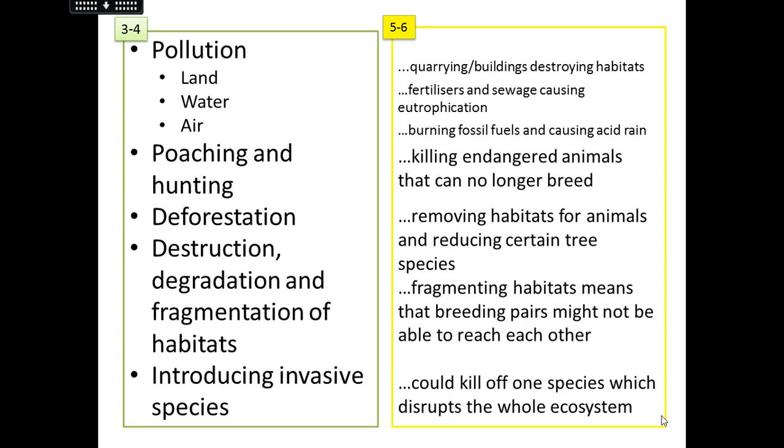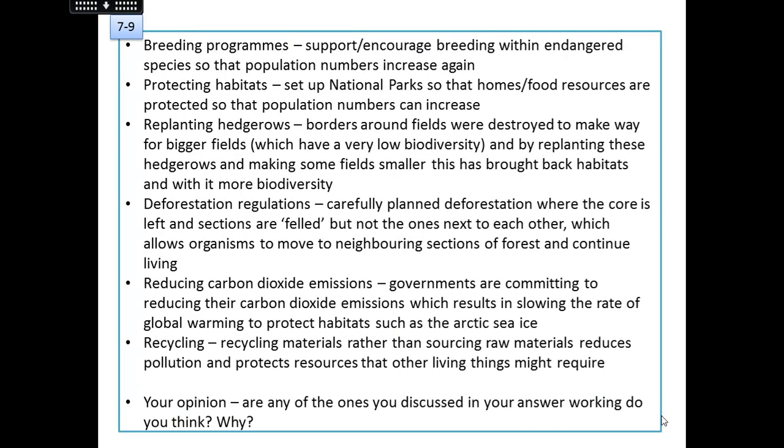We could be killing off one species, which then would disrupt the whole ecosystem. So if you think back to those food webs, they could obviously cause a huge impact wider than just the one species being killed off itself. So feel free to add some more detail if you need to explain your grade 3 to 4 points that you've made. And then finally, for grade 7 to 9, I've just recopied the answers for the 6-mark question there. It's not anything new, but make sure you have also included your opinion.